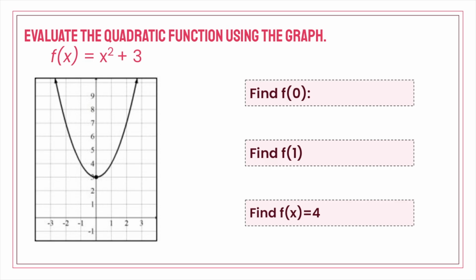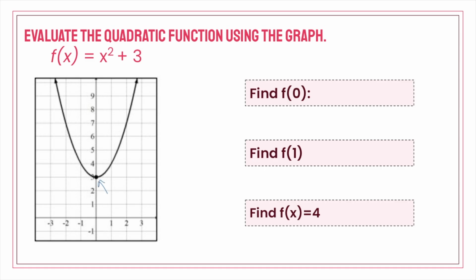So let's start with f of 0. When we're using our graph, we're going to first determine, are we finding our input or our output? In this case, 0 is inside our parentheses, so that should indicate that we are looking for the input. So we're looking for when x is 0. When x is 0, we can see that this point here is on our graph.